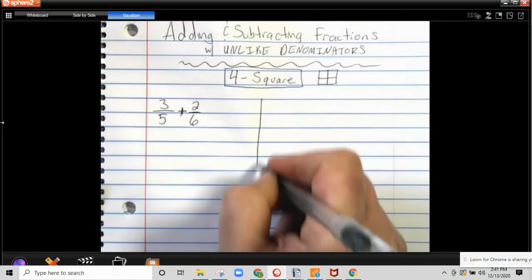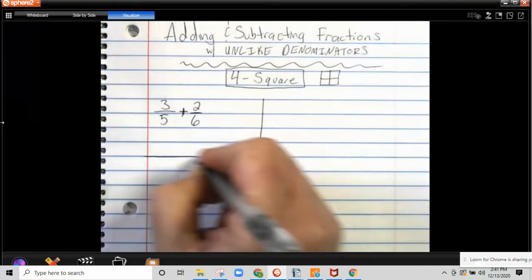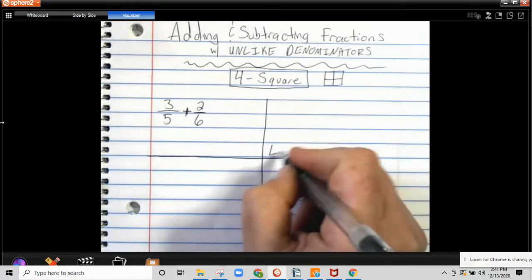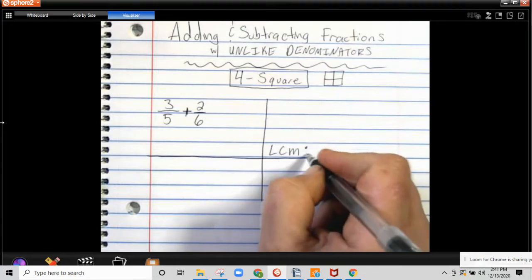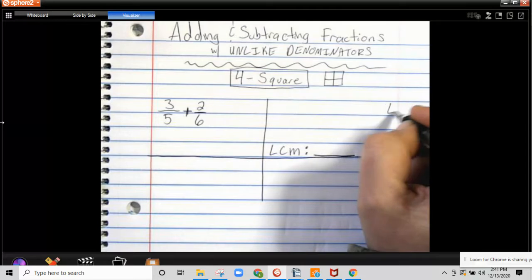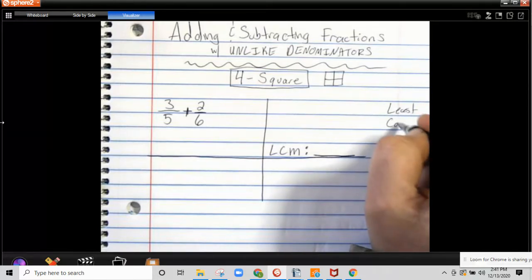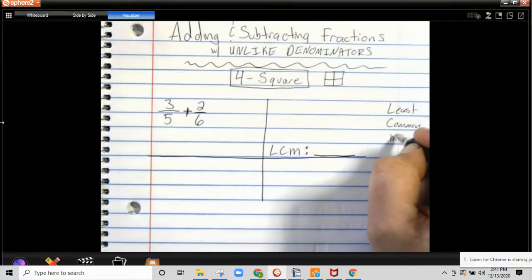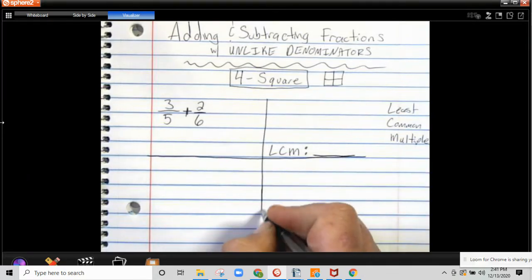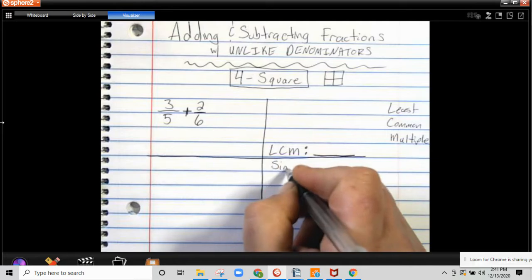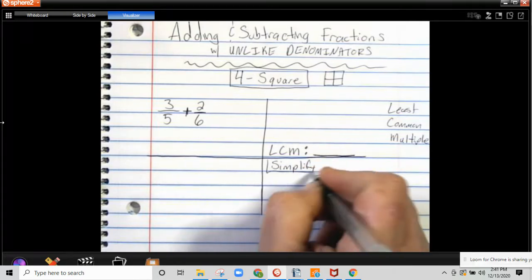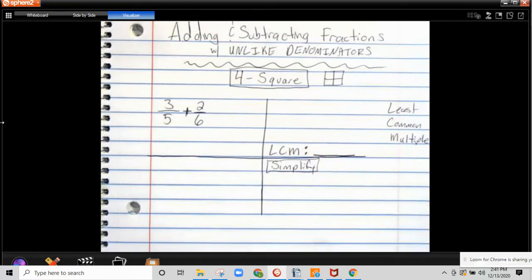Nature likes to be balanced. So I'm going to draw my four square. This box is my LCM box. I need to find my least common multiple. This box is going to be my answer, or I'm going to have to simplify it to get my answer.